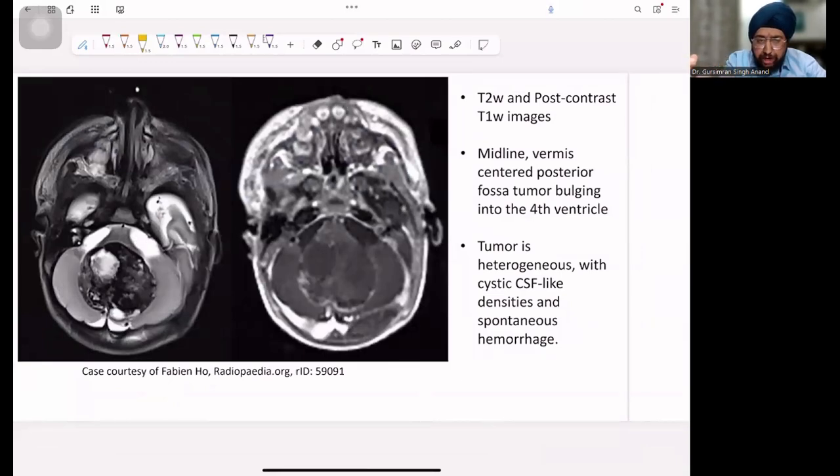You see, it's an extremely heterogeneous tumor. We have cystic CSF densities within. And then we have these T2 hyperdense areas, which are actually areas of hemorrhage. And again, it's a midline mass, epicentered in the fourth ventricle.